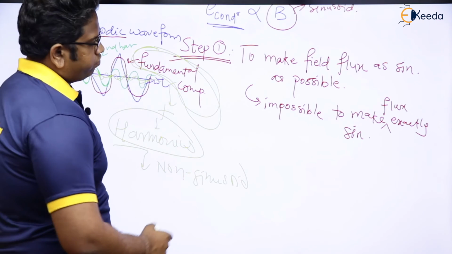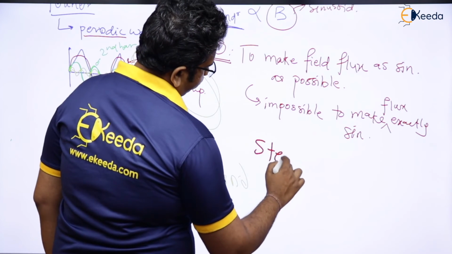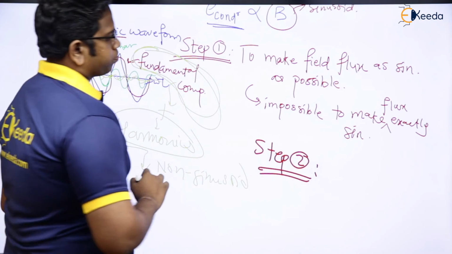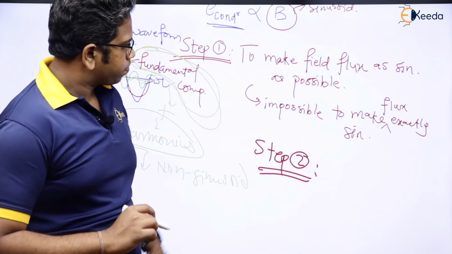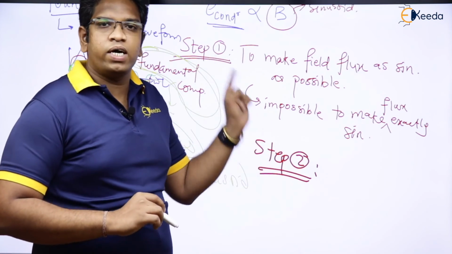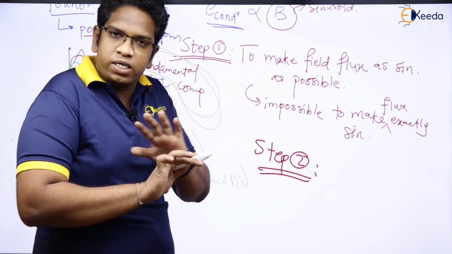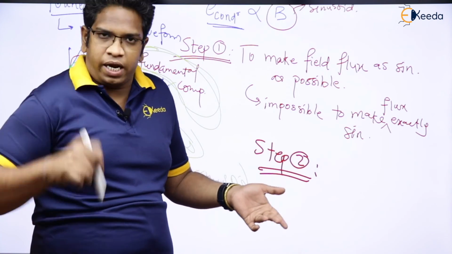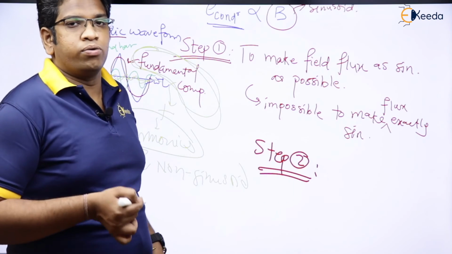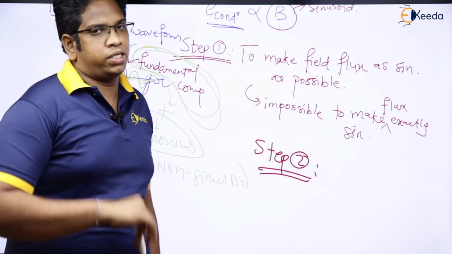So we have step 2 for this. What is step 2? What is the step 2, sir? Step 1 was to make the field flux as sinusoid as possible, but it is impossible to make it exactly sinusoid, right? So what am I going to do? Now I will try to make the induced voltage sinusoid.